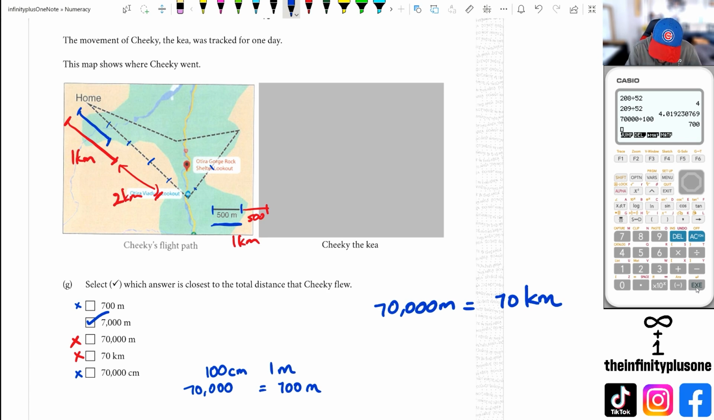Now you could actually try and do what I did with that red line there. You could potentially go, okay, so that's 2, then 3 would be from there to there, so that's going to be 3 kilometers, and then you can keep doing those little 500 blocks, and then you should be able to get close to 7,000 meters as well. 7,000 meters is roughly 7 Ks, and that looks all right there. All right, folks, that's basically question 2. We go to question 3 next.